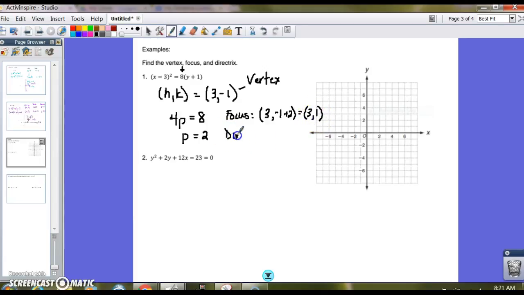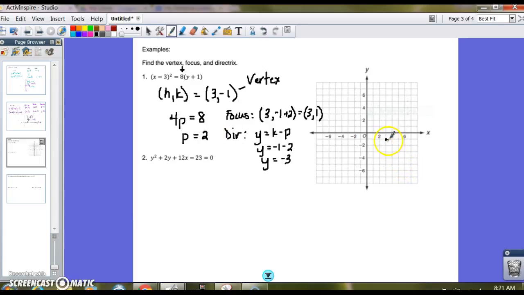And my directrix would be y is equal to k minus p. And so my directrix would be at y is equal to negative 1 minus 2, or y is equal to negative 3. So if I were to graph this, my vertex is at (3, negative 1). My vertex is here.